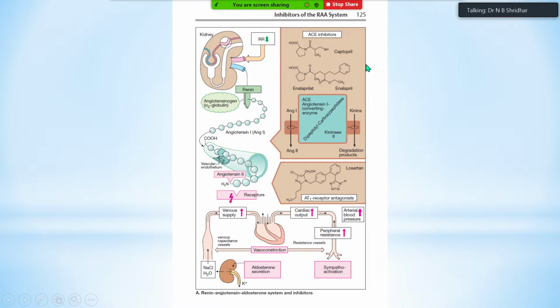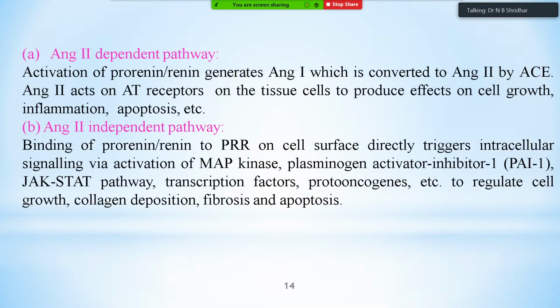The ACE inhibitors like captopril and enalapril inhibit the enzyme ACE, the angiotensin 1 to angiotensin 2 converting enzyme, and are very effective as anti-hypertensive drugs. So apart from this, the angiotensin 2 pathway is there. Activation of prorenin and renin generates angiotensin 1, which is converted to 2 by ACE. Angiotensin 2 acts on AT receptors on tissue cells to produce effects of cell growth.